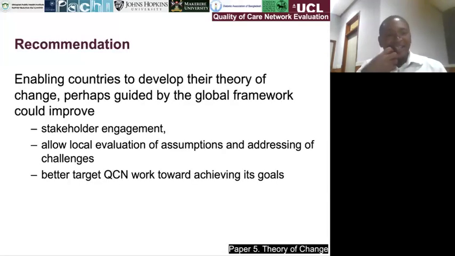So what we learn from our evaluation of the quality of care network theory of change is that enabling countries to develop their own theory of change, perhaps guided by the high-level global framework, would improve stakeholders' engagement, allow local evaluation of assumptions and addressing challenges, as well as better target QCN work towards achieving its goals. Thank you very much. Over to the convener and the next presenter, please.